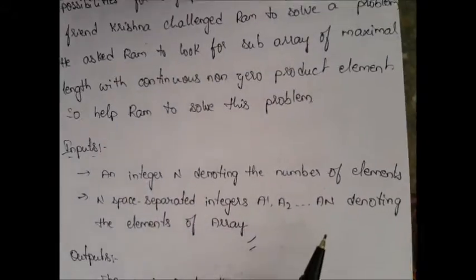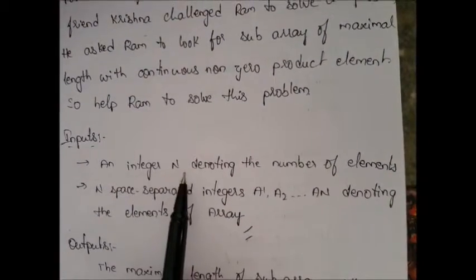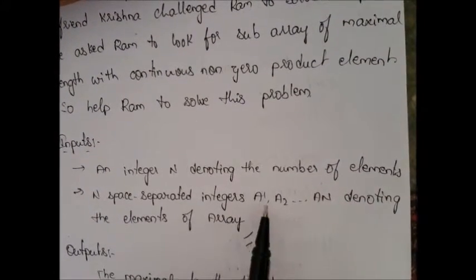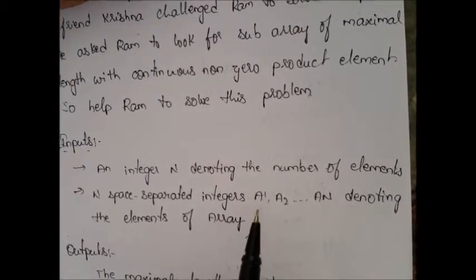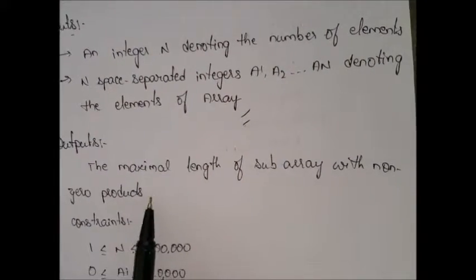So the inputs should be an integer n denoting the number of elements, followed by n separated integers a1 to an denoting the elements of the array. The output should be the maximal length of a subarray with non-zero products.